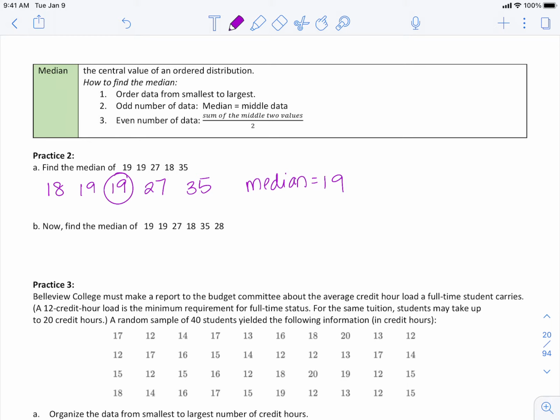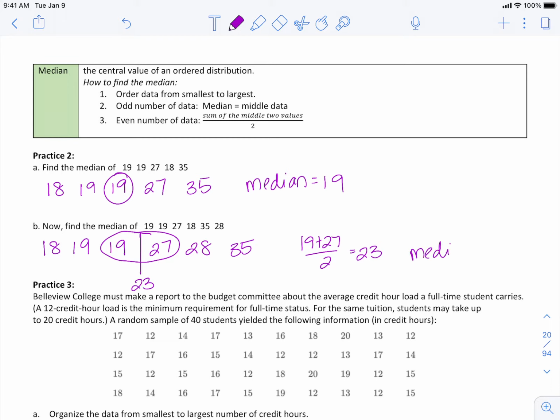For this next data set, we have an additional point. If I put these in order, we have 18, 19, 19, 27, 28, 35. Now this time we have an even number, so I need to take the sum of the middle two and then divide it by 2. So I have 19 plus 27 divided by 2, which gives us 23. So 23 is our median.